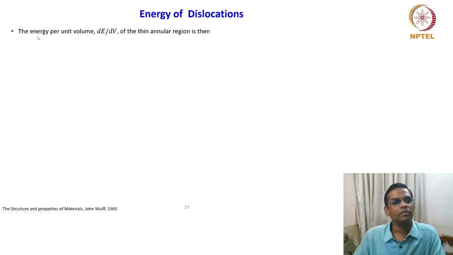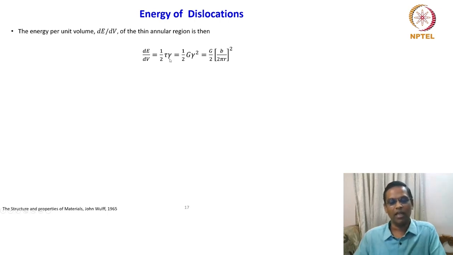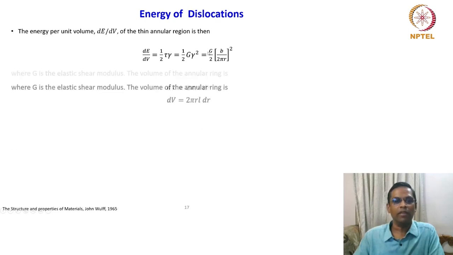What are we interested in? We are interested in the energy per unit volume, dE by dV, of the thin annular region, which is given by dE by dV equal to half tau gamma. This expression is also quite familiar to you. We may not have used exactly dE by dV, but you see half tau gamma. If you go back to the initial elasticity theory, we have seen all this. Now you substitute gamma, whatever we have seen earlier, and you get this expression for dE by dV.